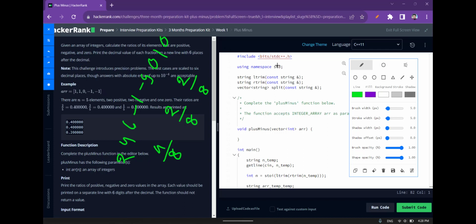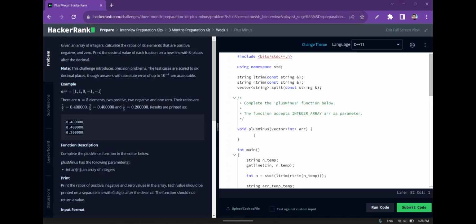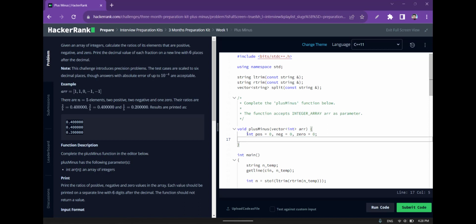So we need to solve this programmatically, and we'll be solving it in C++. The function is given to us which we need to use to solve the problem. First, we can take three variables: int pos, which will be initially 0, then another, negative, which is 0, and also zero, which will also be 0. All of these three variables will be used to keep the count of the numbers which are positive, negative and 0, and then we can iterate over the array which will be given to us.